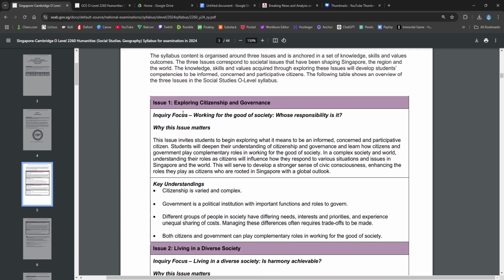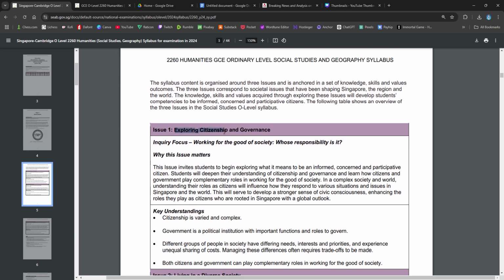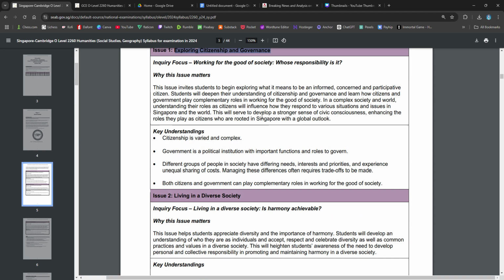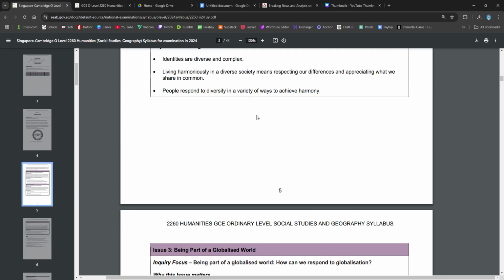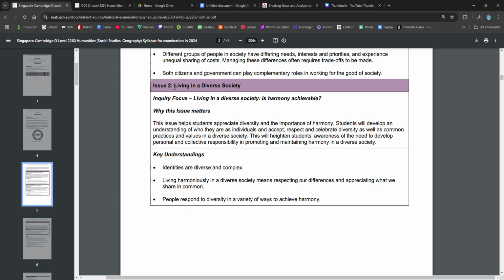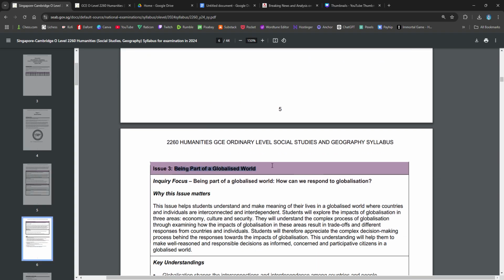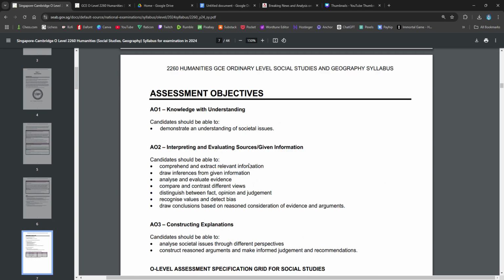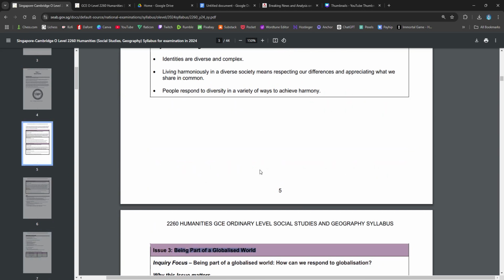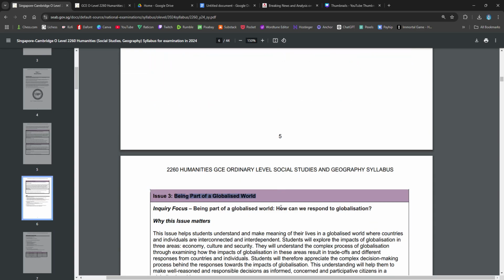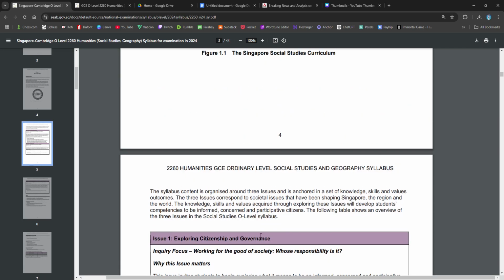So how do you check? Issue 1, Exploring Citizenship and Governance. So this is a theme, right? Take a look down over here, right? Living in a diverse society, right? Diversity. And theme number 3, globalization, right? So these are mainly the 3 themes that you'll be tested on. And in these 3 themes, there will be different branches that you need to understand, right?